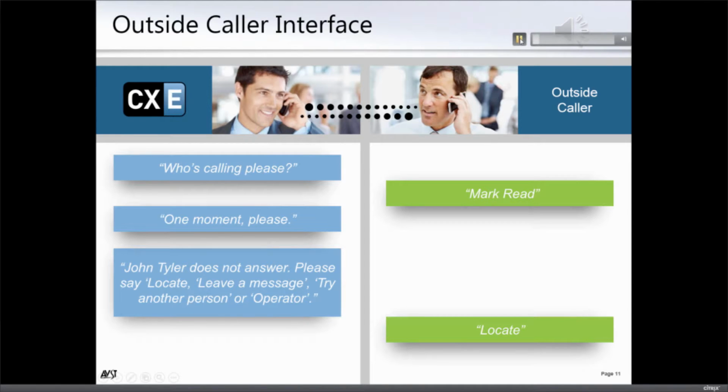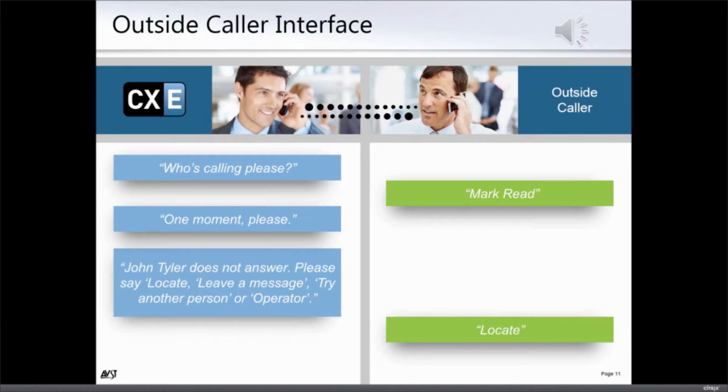Who's calling, please? Mark Reed. One moment, please. John Tyler does not answer, please say, locate, leave a message, try another person, or operator.